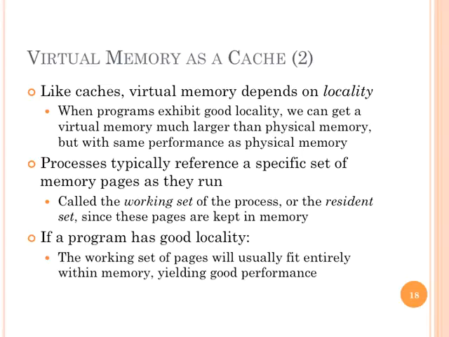Working set. So, if the program has good locality, the working set usually fits within main memory. That makes us happy. What we mean is that the working set is smaller because we have good locality. If we have really bad locality, the working set is large, and there's no way that it can fit inside main memory.